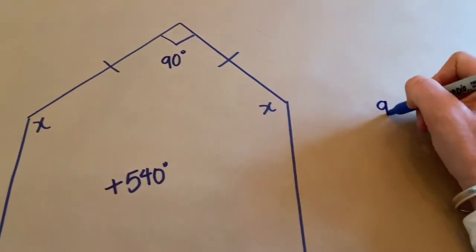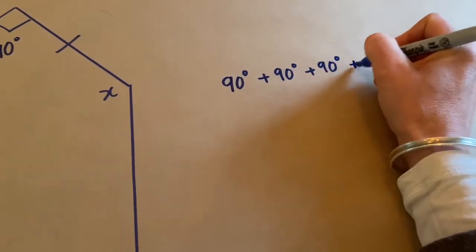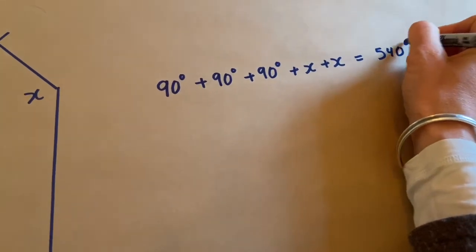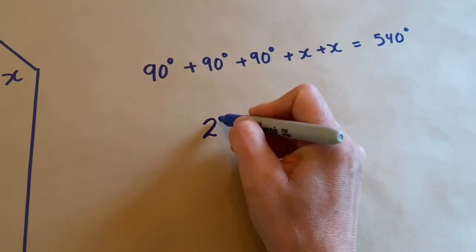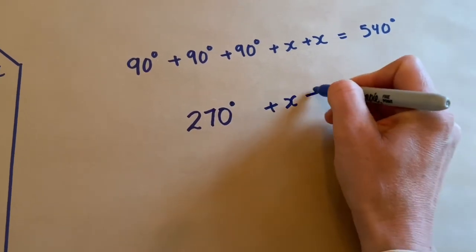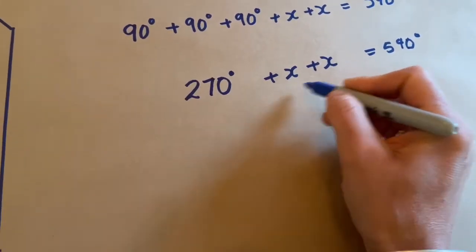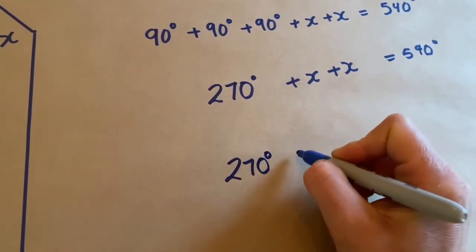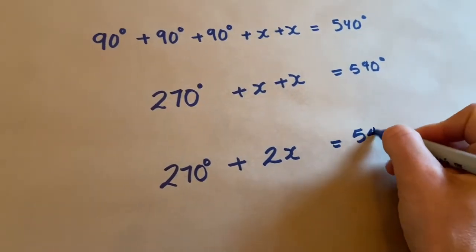We're going to do 90 plus 90 plus 90 plus X is equal to 540 degrees. 90 plus 90 plus 90 gives me 270 degrees. But I've got two of these X's. So instead of writing X plus X, I'm just going to write that I have 270 degrees and I also have two X's and they add up to 540 degrees.